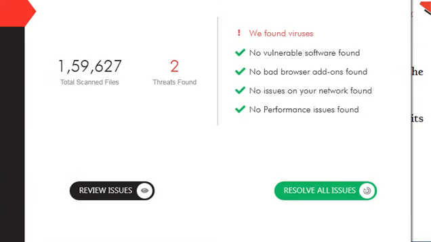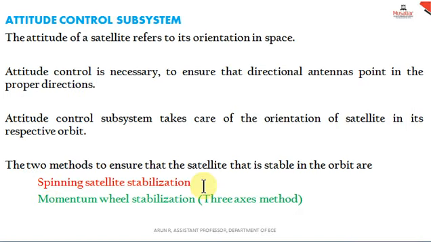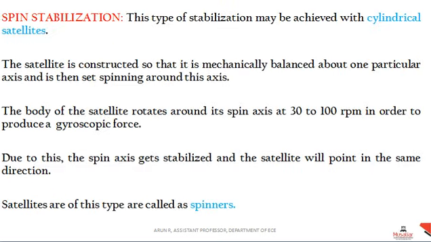Coming to spin stabilization, this type of stabilization may be achieved with cylindrical satellites. Here the geometry of the satellite is cylindrical, and the satellite is constructed so that it is mechanically balanced about one particular axis, and it is then set spinning around the axis. Due to this spin, it gets stabilized and the satellite will point in the same direction. Satellites of this type are known as spinners.